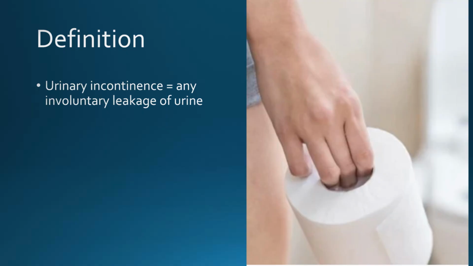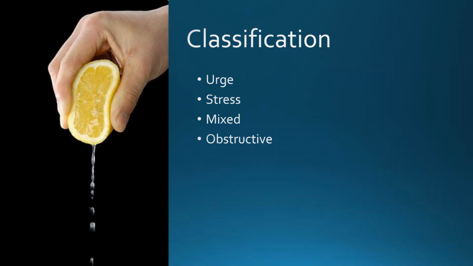Firstly, we have to have a common definition. We can consider urinary incontinence as any involuntary leakage of urine, regardless of etiology. Excitement could be a reason for involuntary leakage. There are 4 types of classification: urge, stress, mixed, and obstructive incontinence. We want to talk about the differences, how they're represented, and the mixed versions of that.